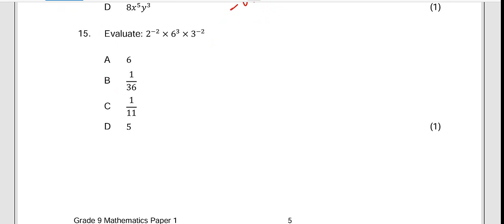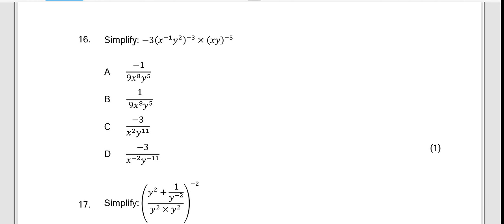Number 15 says evaluate, guys. This question, these are free marks. Just use your calculator, but we can evaluate. It's 2 to the exponent of negative 2, which is 1 over 4. And then let's not waste our time here, guys. Just use your calculator. When you do everything in your calculator, you get 6.